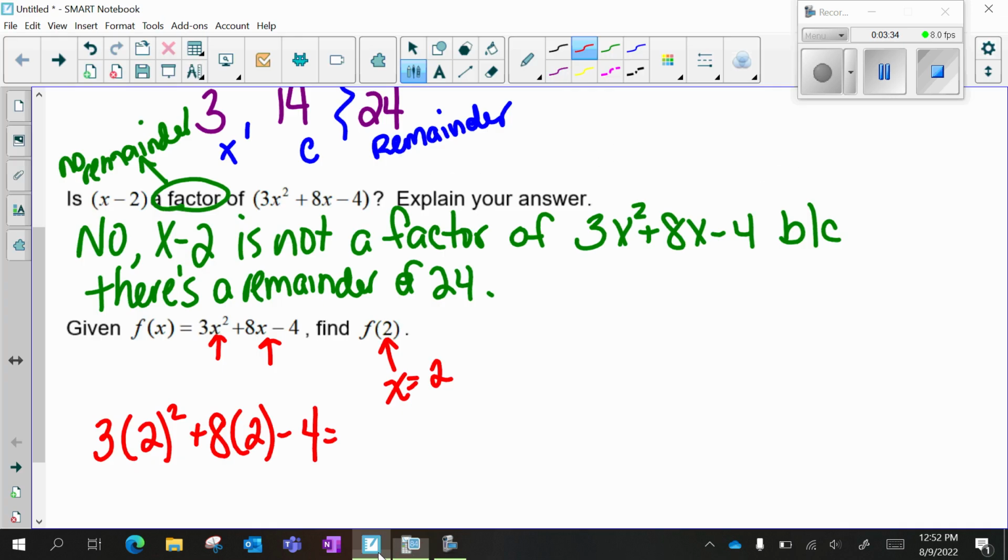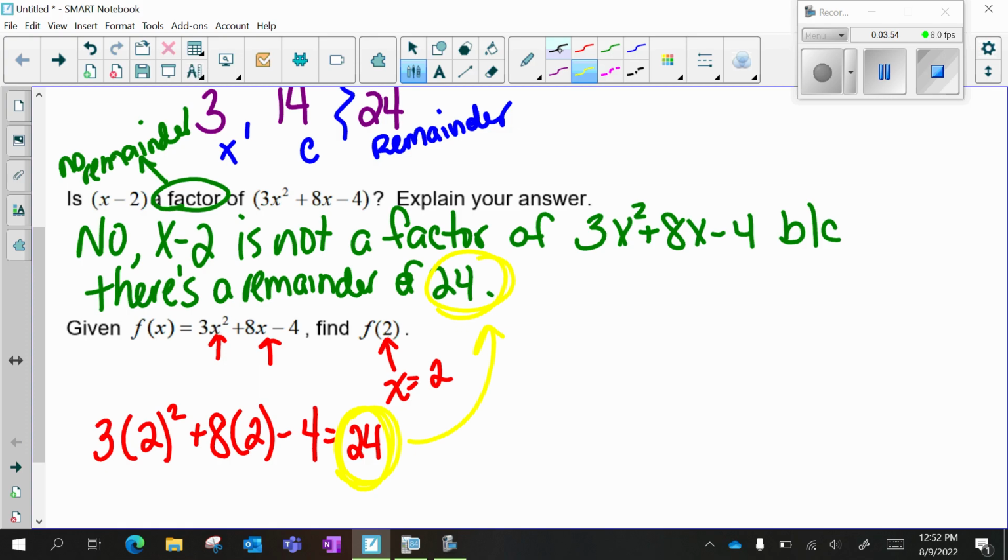And we get 24. Now, if you notice, the remainder is the same thing that I get. And that's not a coincidence. That's what's going to help us talk about our factor and our remainder theorem in a minute.